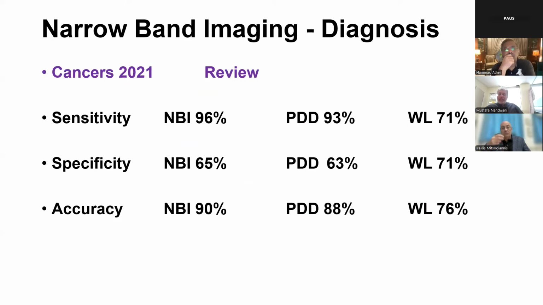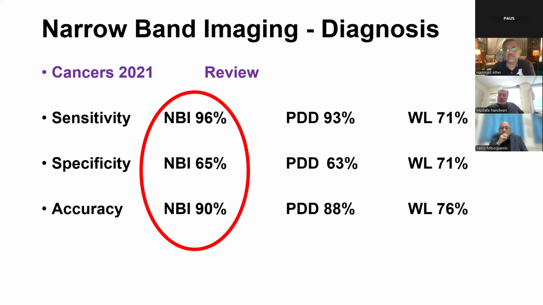So if we see the reviews, narrow band imaging has a 96% sensitivity, specificity is 65%, and accuracy is 90%. And if we compare to the white light, the sensitivities and all figures were slightly higher. And in comparison to PDD, that's also nearly equal results. So you can say the role of narrow band imaging is that it's slightly easier to use.